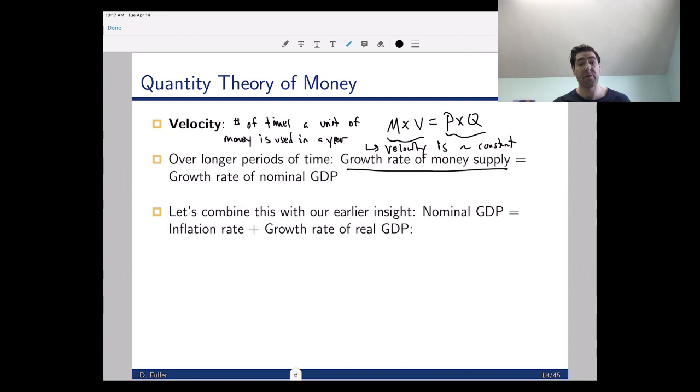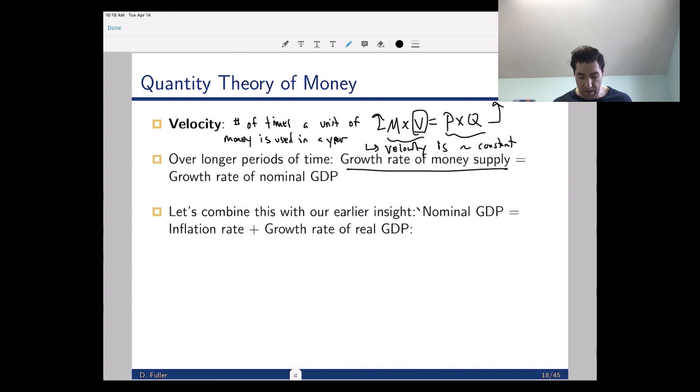And that is driven by this fact that if velocity is constant here, and my nominal GDP grows, the supply of money has to grow at roughly the same rate in order for that to all add up, right? The transactions have to be made. And so if nominal GDP goes up, more transactions in dollars are purchased. If velocity is fixed, the quantity of money has to increase accordingly. And so that gives us this growth rate of the money supply equal to the growth rate of nominal GDP.